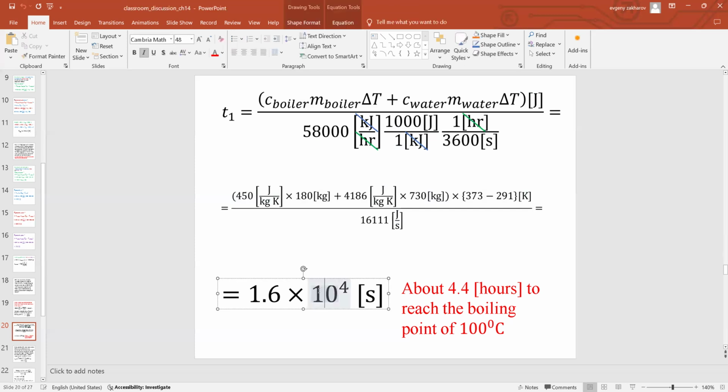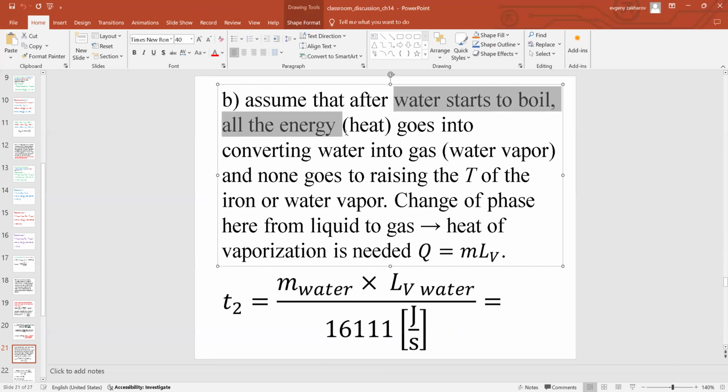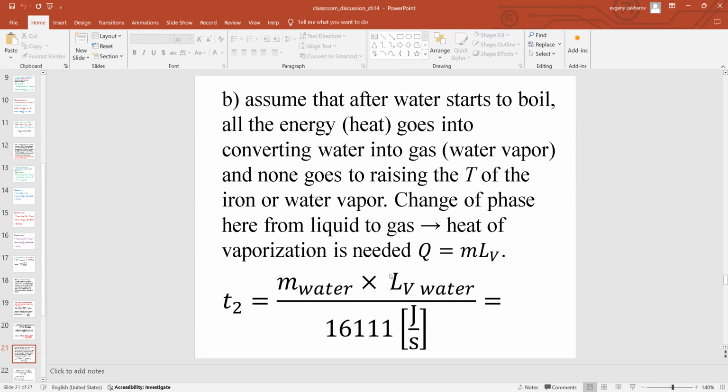Do the math, you will get about this many seconds, which corresponds to about 4.5 hours. And that's a lot of time. But if you will consider boiling water to be transferred into gas, remember, it takes a hell of a lot of time and energy to convert water into gas. And this is the proof for this fact.